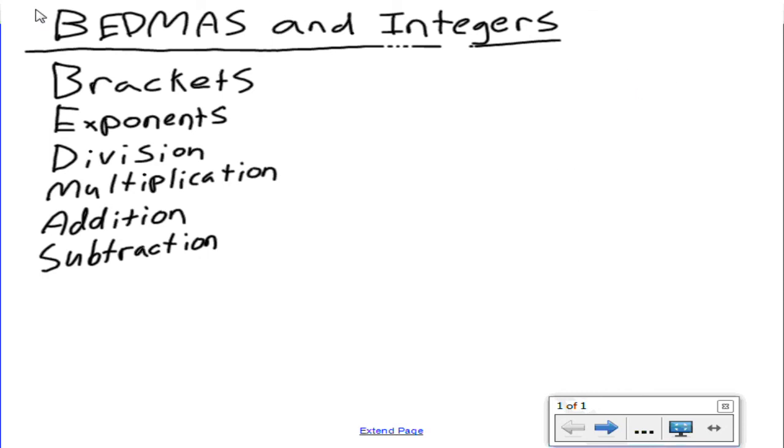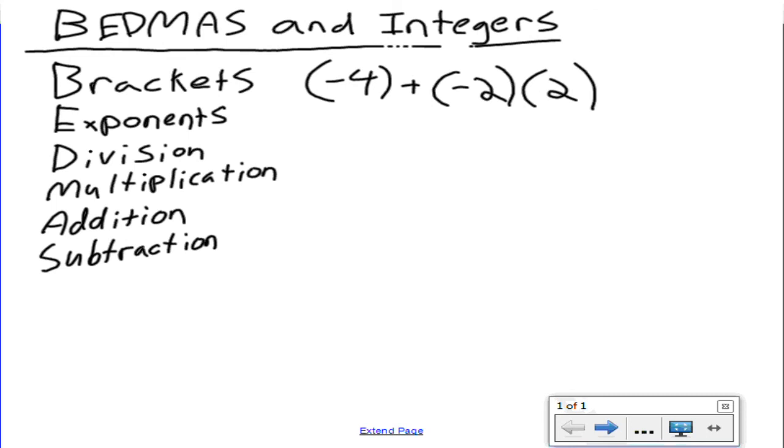Okay? Very similar question. -4 plus -2 times 2. All we've changed here is one of the negative symbols on the 2 times 2. Okay? Same process. We should begin with our multiplication.